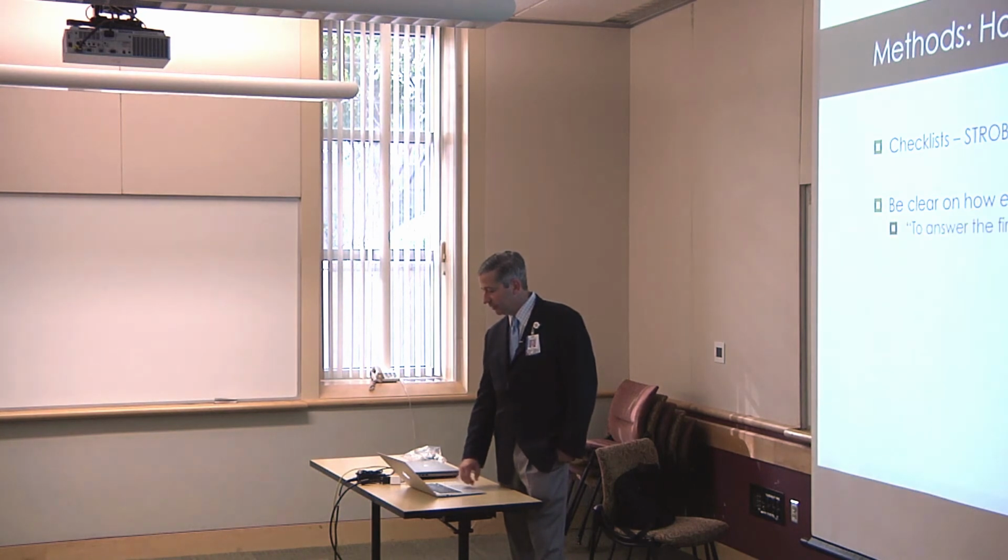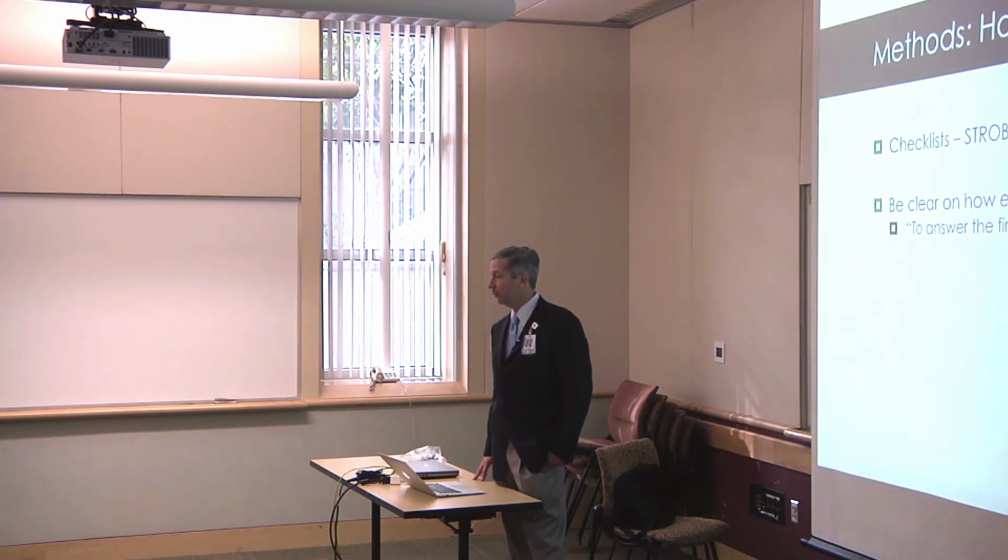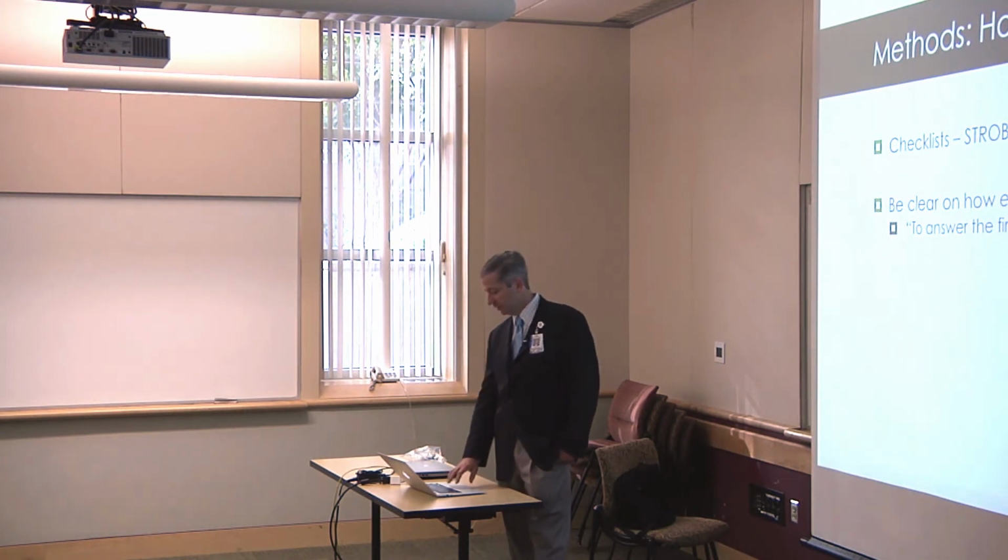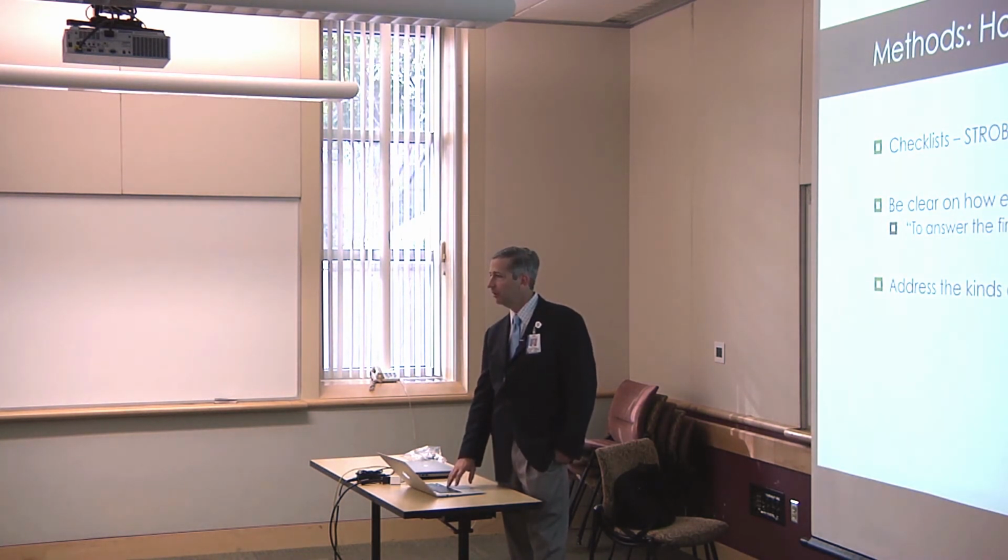Be clear on how each question was answered, and there's nothing wrong and a lot right with, in your methods section, saying, to answer the question, we did this. Very clear, very easy on the reader. In the methods, address the kinds of bias that are likely to be on readers' minds. Make sure you cover transfer bias, selection bias. Make sure those things are taken care of as you write your methods section.